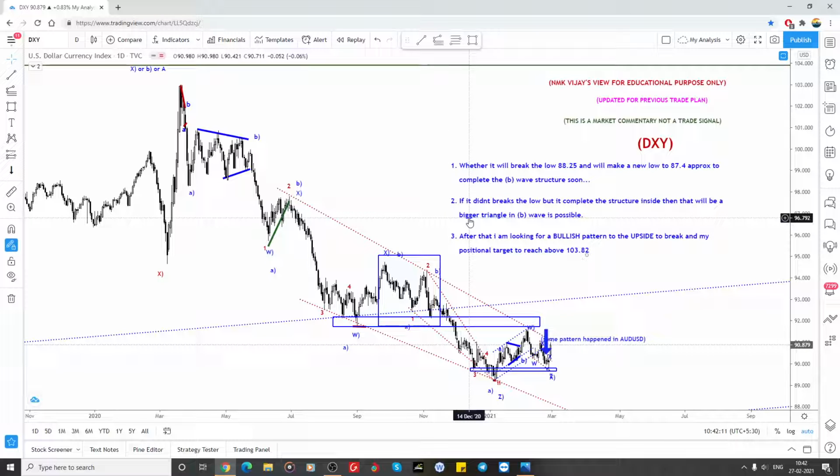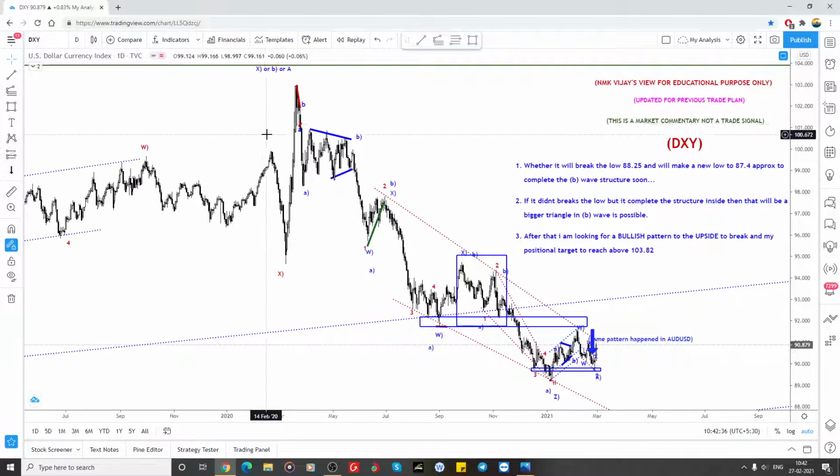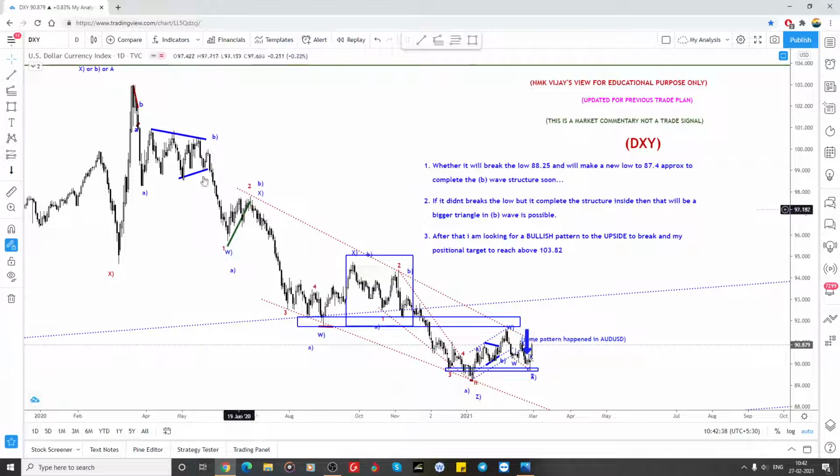Every view is valid. So here also we can make it on a different wave count. We can make it a WXYZ and complete it, or we can make it ABC and WX. It's still valid. Everything is valid, but only the market has to validate. Only if it reaches 101 can we label it as a confirmed wave count.